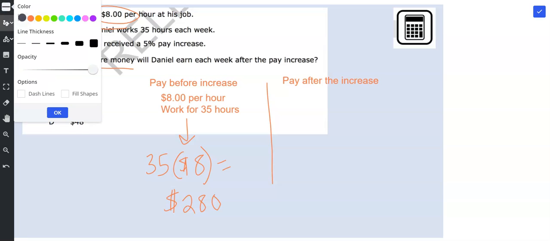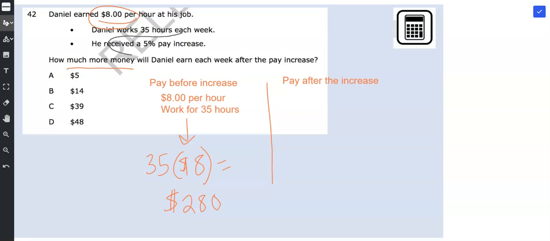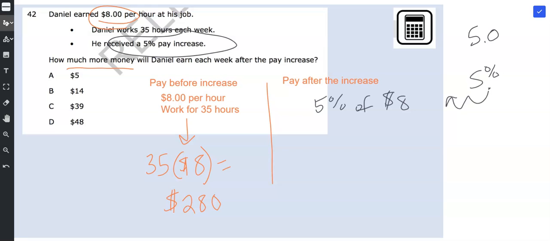Then we find out that Daniel's pay increases by 5%. So we have to think about, all right, 5% of what? 5% of his original pay. All right, so now we need to change 5% to a decimal like we always do. 5 is the same as 5.0, so the decimal starts out here. We move the decimal twice to the left, and the decimal ends up over here on the left. So instead of 5%, I'll write 0.05.